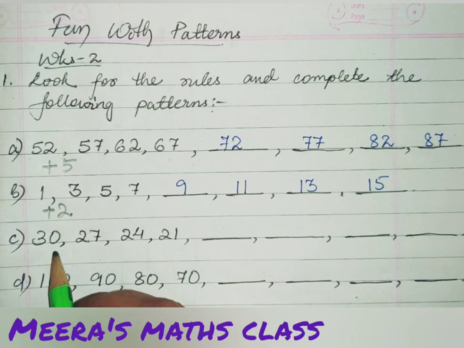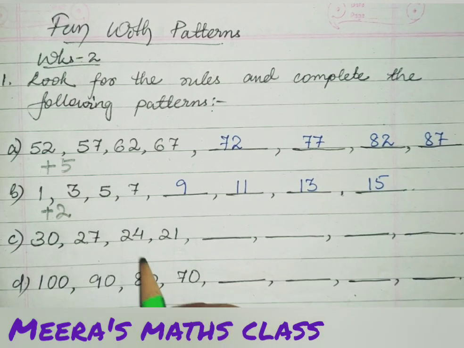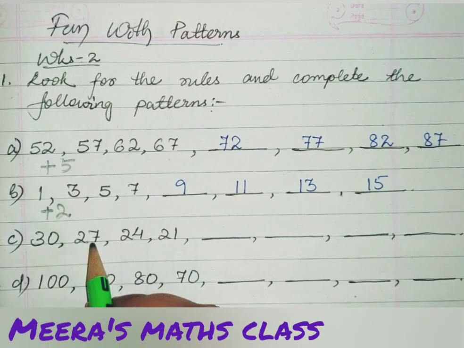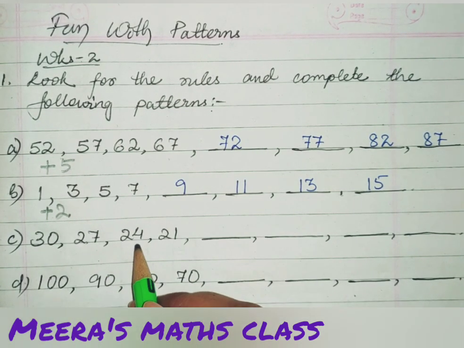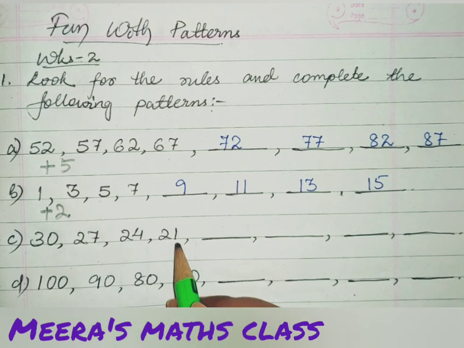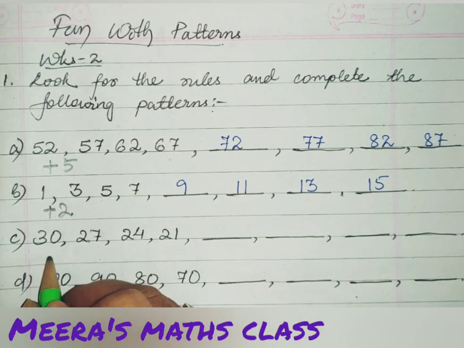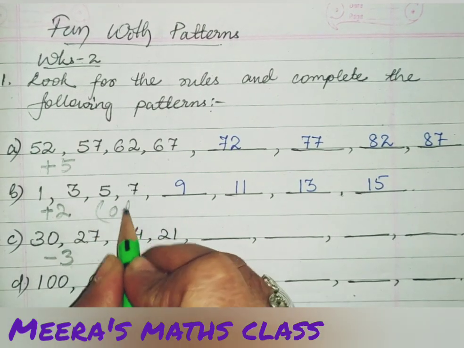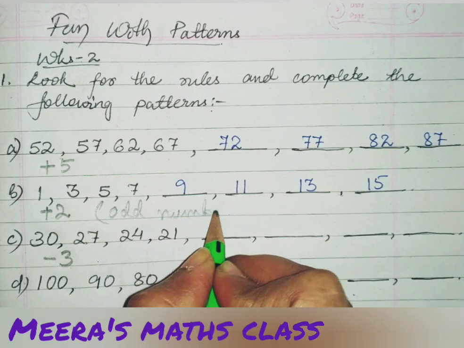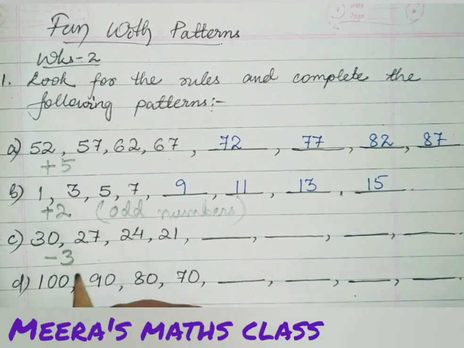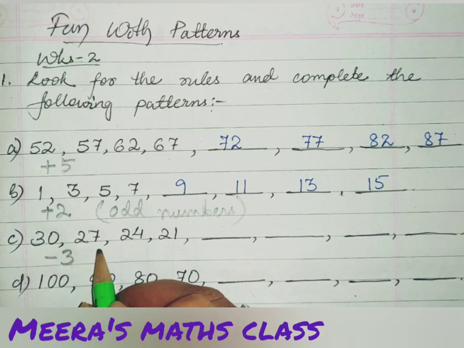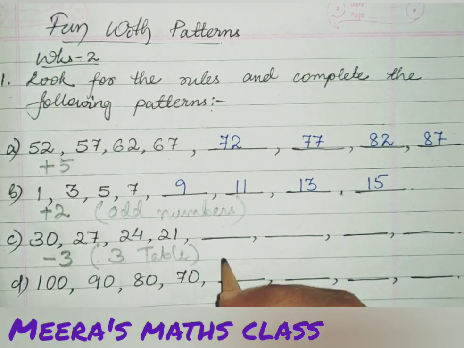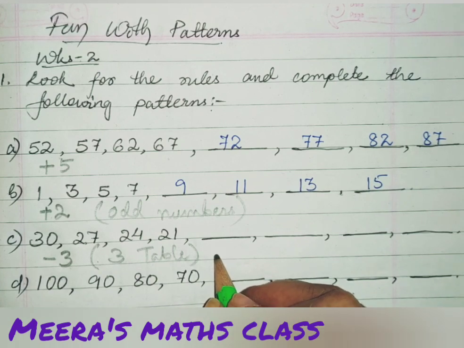Now, here it is 30, 27, 24, 21. You know, 30 and 27 difference is 3. 27, 24 difference is 3. 24, 21 difference is 3. So, here the pattern is minus 3. Either you can write here even odd numbers for your reference, or this minus 3 you can also see as the 3 table in descending form.